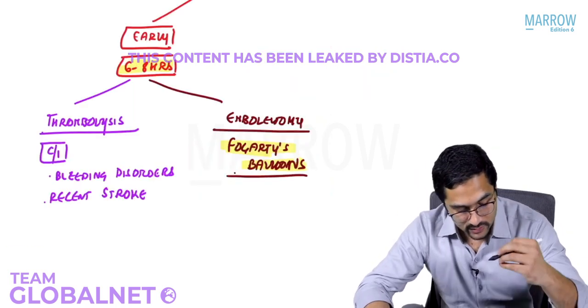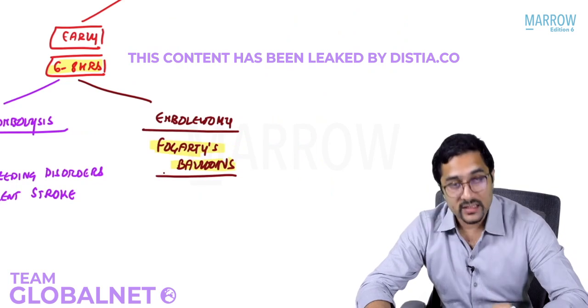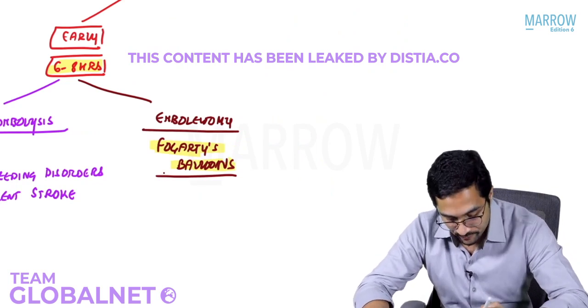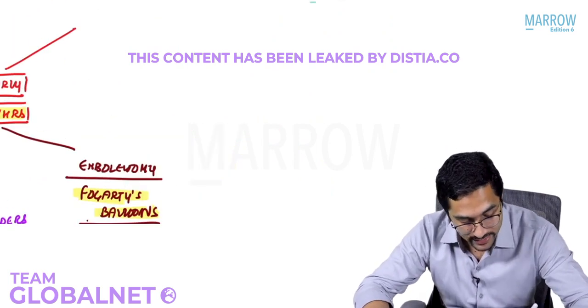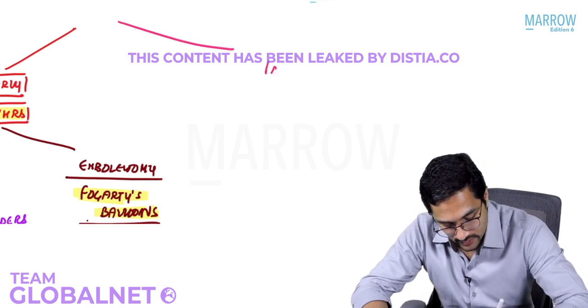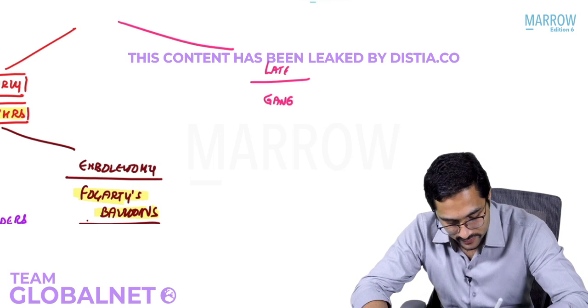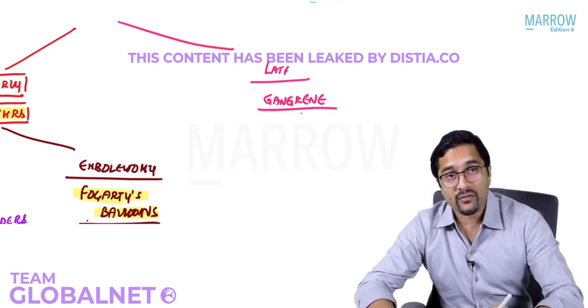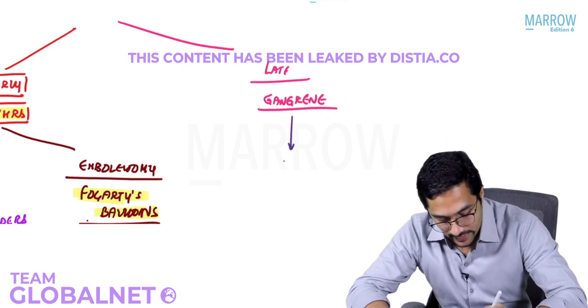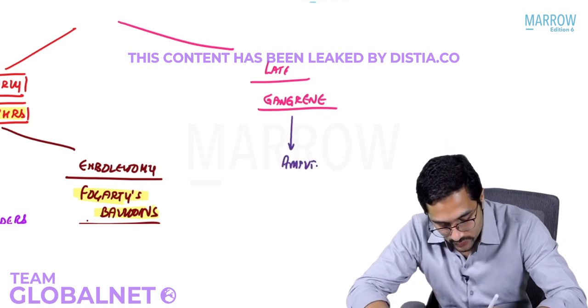Now, like I was telling you, if the patient comes early, these are the 2 treatment options which we have. But if the patient comes late to us, where gangrene has already set in, we wait for the line of demarcation to appear, and then we need to carry out amputation.